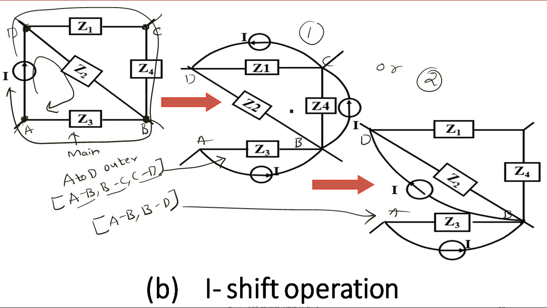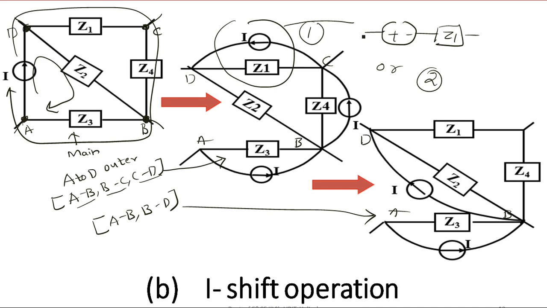So now we can apply source transformation. I can convert this current source in parallel with Z1 to an equivalent voltage source in series with Z1. Yes, where they can be replaced across points D and C. Similarly, you can apply it here also and here also. Or if you use this, still you can use this, right? So this is the overall concept of source transformation and source shifting.